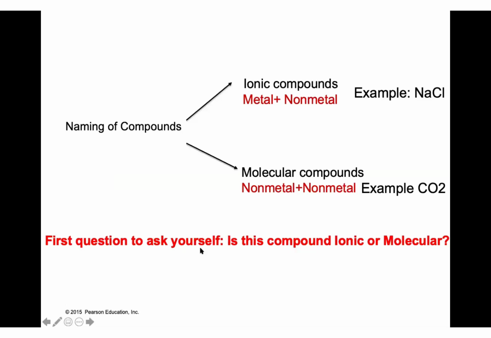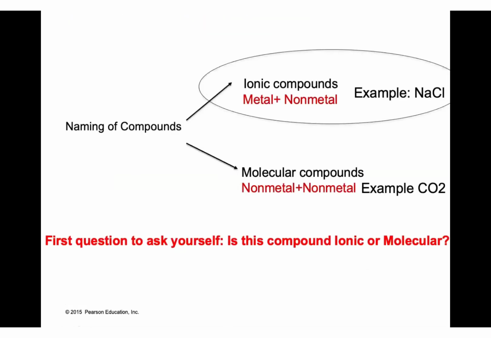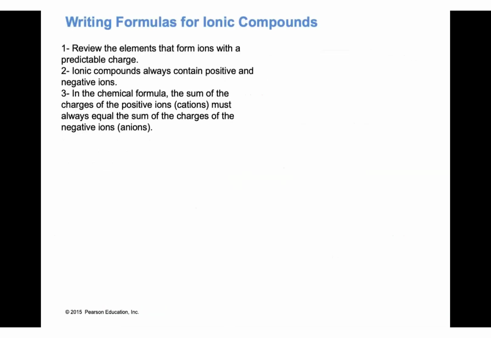Okay, so let's first see how we can basically write a formula for ionic compounds. As I said, the first thing to do is ask this question of yourself: is this compound ionic or molecular? Now let's find a formula for ionic compounds.